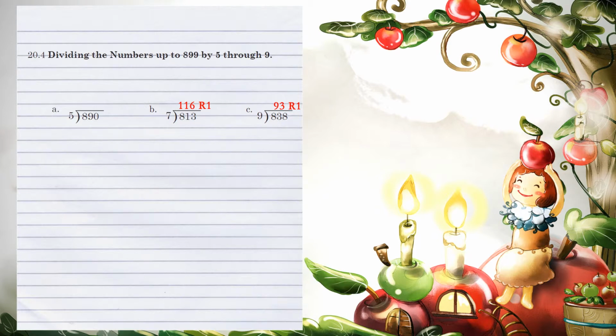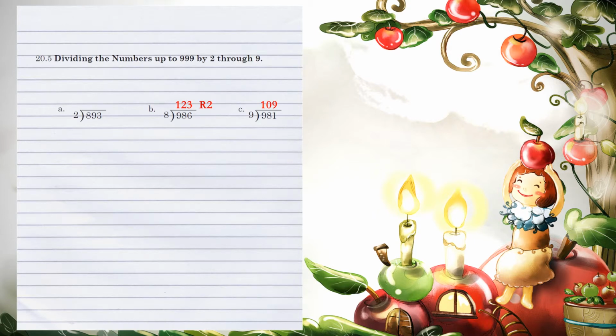5 goes into 39 7 times. 7 times 5 is 35. When you subtract, 9 minus 5 gives you 4. Bring down the last number of 0. 5 goes into 40 8 times. 8 times 5 is 40 with a remainder of 0, so our final answer is 178.